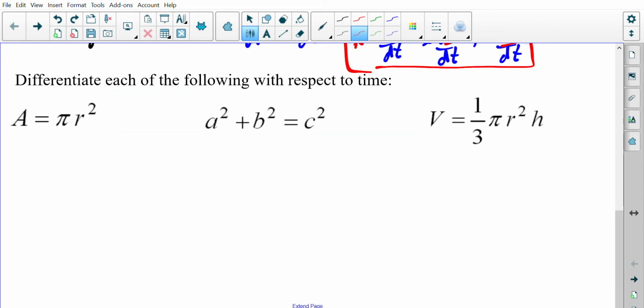So I've got three formulas here, three common ones. First one is the area of a circle. Second one is Pythagoras' theorem. Third one is a formula we would use to get the volume of a cone. I'm going to take the derivative of each one of these formulas with respect to time. And when we do these related rate problems, we're always going to be differentiating with respect to time.